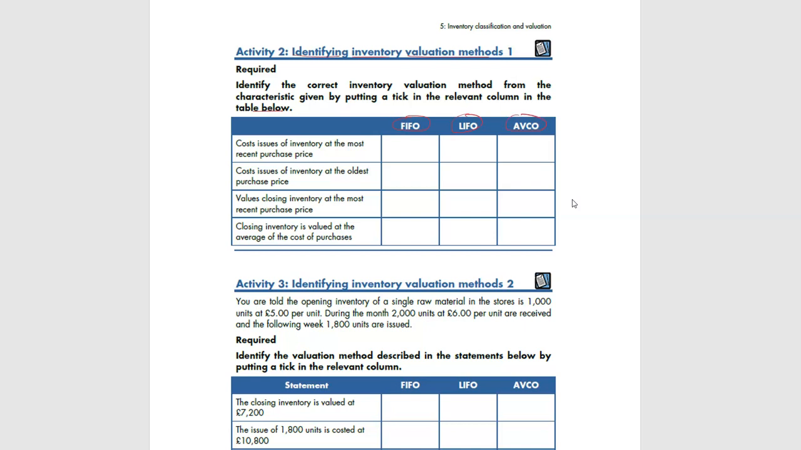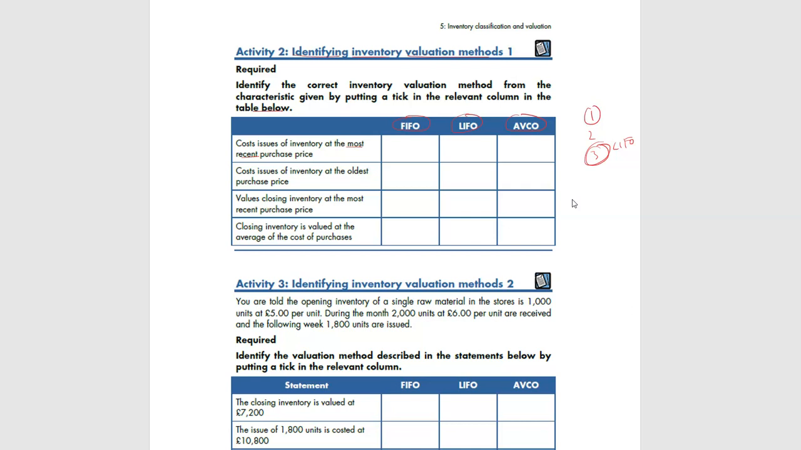The first one we have is cost issues of inventory at the most recent purchase. Most recent. So that means if I have a first, second, third, I use the recent one from the bottom. That's my LIFO, isn't it? If I use the most recent, that's my LIFO. If it is the FIFO, then I use the oldest one. So the most recent one is always LIFO.